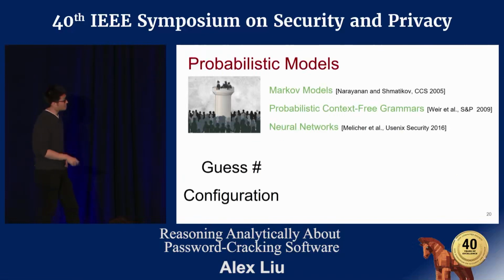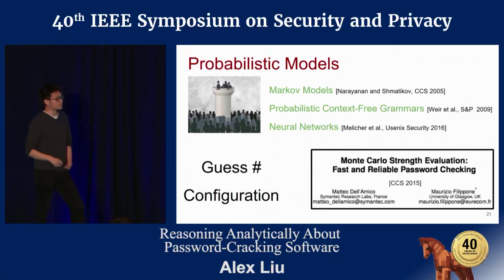For the probabilistic models that we as researchers use, there's a fast way to get a guess number. A paper at CCS 2015 introduced using Monte Carlo methods to estimate a guess number without running the algorithm. So we can get the guess number efficiently. And of course, the guess number depends on the configuration, but this is somehow already built in. For these probabilistic models, given some training data, they mostly configure themselves. So everything's fine for these models.